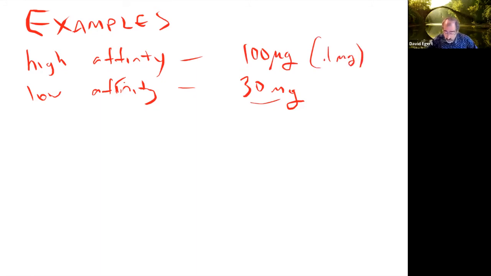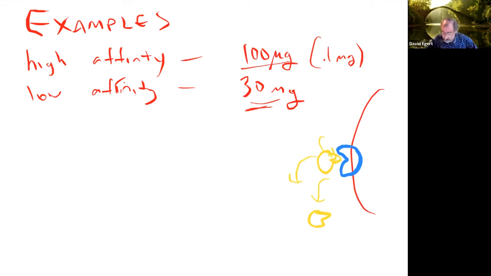So how is it that you only need 100 mics of this, but 30 mgs of this? If you think about it, here's the receptor. If something comes in and activates it, then goes out, then comes back in and goes back out, it's got a certain amount of activity there. If you have very high affinity, you get in there and you just hold on and you keep activating it. So you don't need as much of the molecule floating around if you have high affinity, right? Because once it gets in there, it stays.